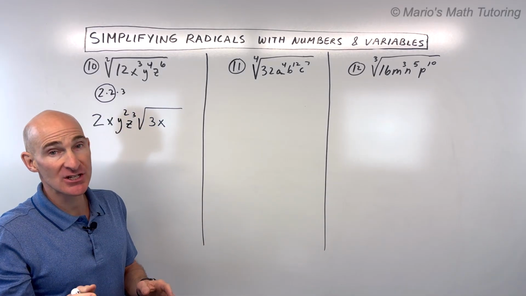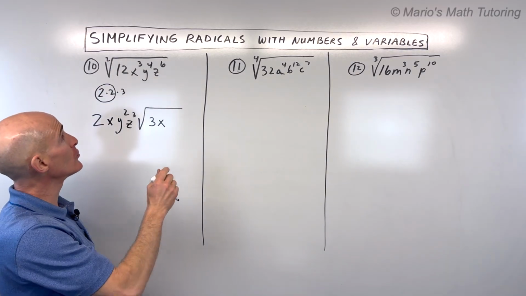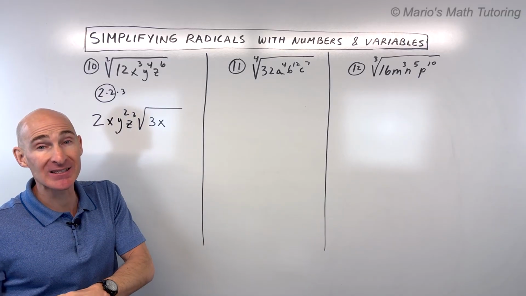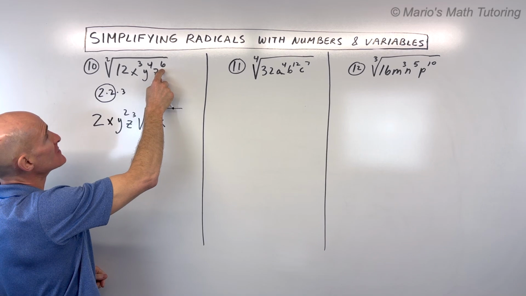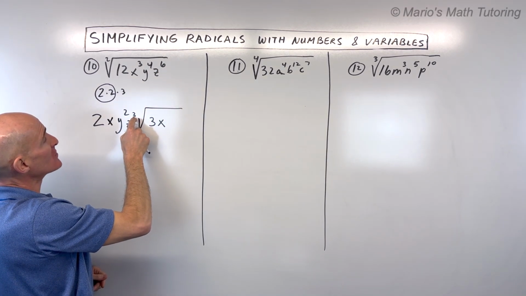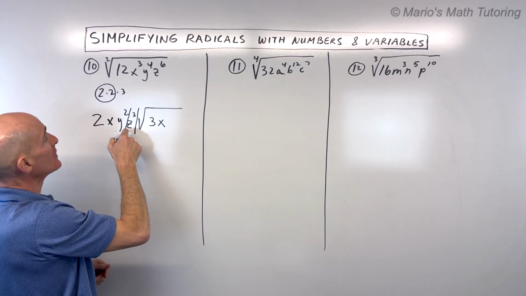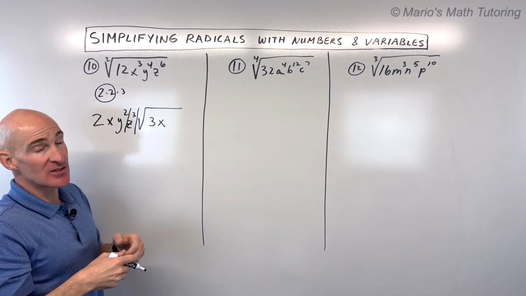Now we want to pay attention because we're taking the even root. And remember, when we take the even root of an even exponent and we get an odd exponent, we have to put the absolute value bars. So if I take the even root of z to the 6th, that gives me an odd exponent, z cubed. I have to put absolute value bars around the z cubed. Now the y squared I didn't, because when you square something, it's always going to be positive.